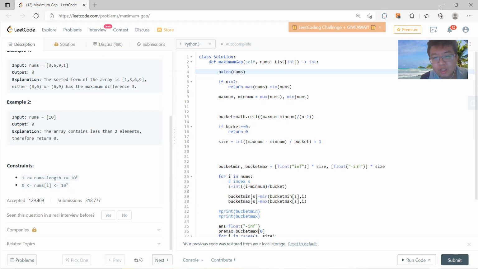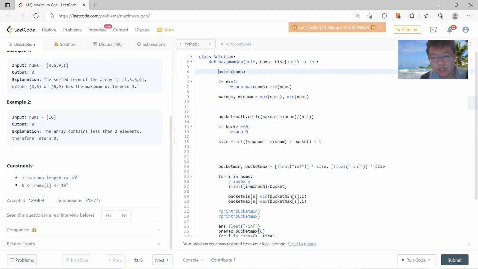Let's say maximum and minimum are the max and min, and you can find the bucket size, and you can find how many buckets there are, which is their difference plus 1. So in our case, in the first case, we have 3 buckets as I drew, because 9 minus 1 is 8, divided by 3 is 2, plus 1. And then you initialize each bucket minimum to be infinity and maximum to be negative infinity.